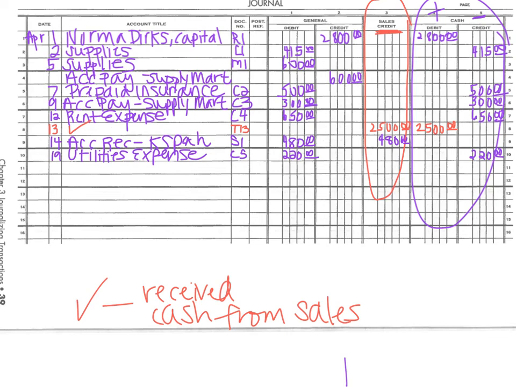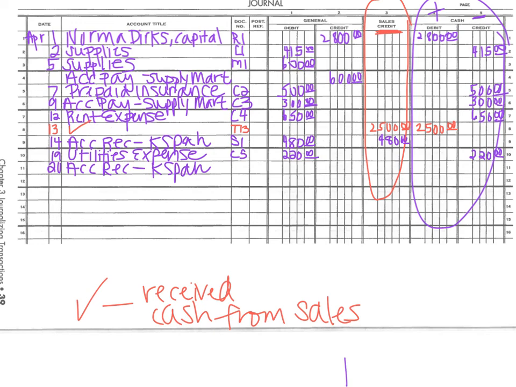Okay, 2 more, and then we're done with the Work Together. And then you get to do this on your own. Fun, fun. April 20th, we received cash on account from K-Spa. So we are affecting accounts receivable dash K-Spa. This K-Spa person is paying off what they owe. So they're giving us cash because they are paying off their charge.